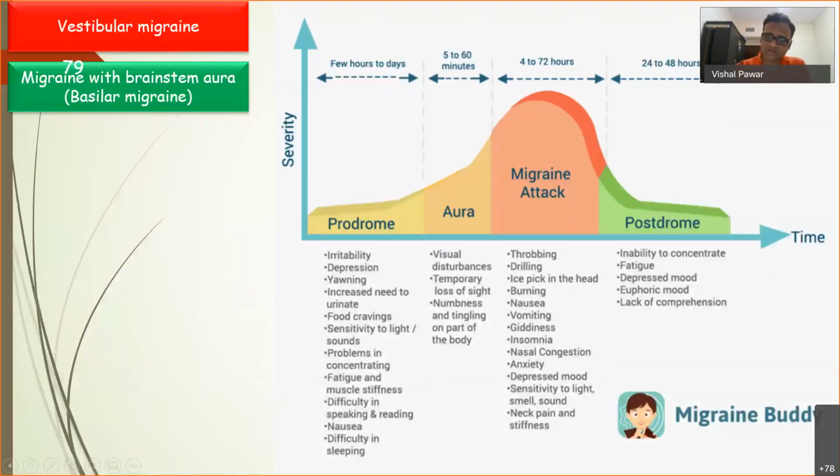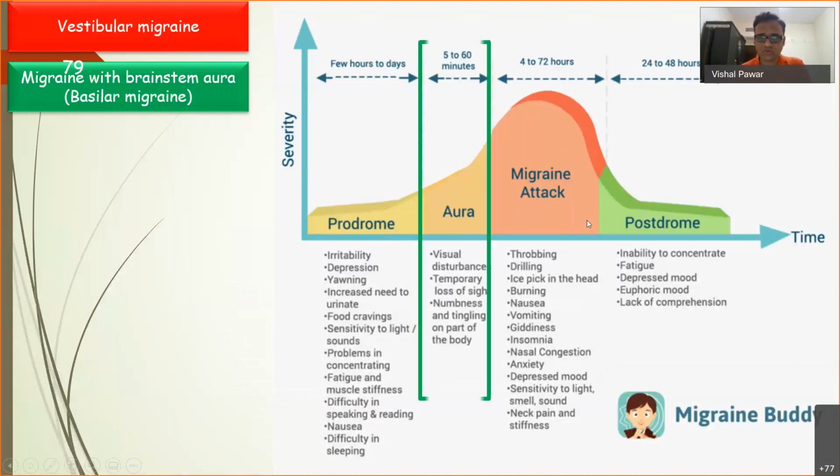If we look at migraine, there are four phases: a prodrome, an aura phase, the attack, and a postdrome. Suppose the patient gets any of the aura symptoms before the headache, like a visual aura; this is migraine with visual aura. If the patient has a sensory symptom, it is migraine with sensory aura. Depending on which type of aura symptom the patient gets, it is classified accordingly.